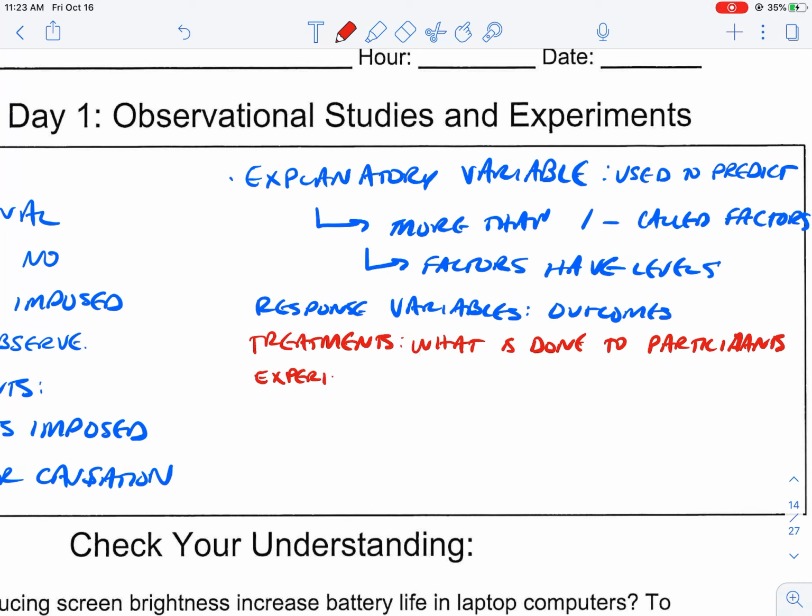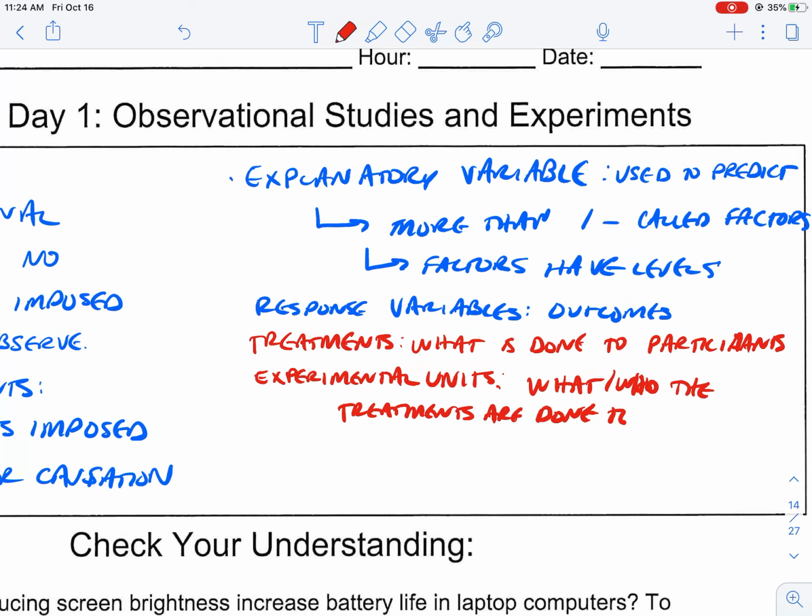And when we use the term experimental units, those are what or who the treatments are done to, okay, or imposed on.